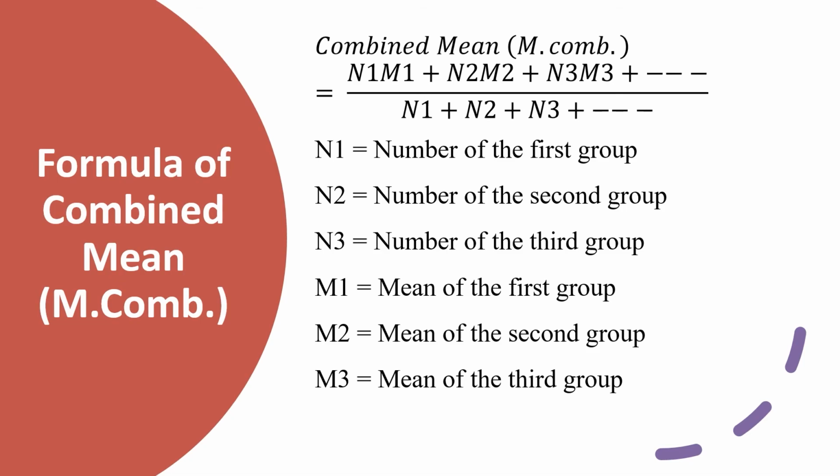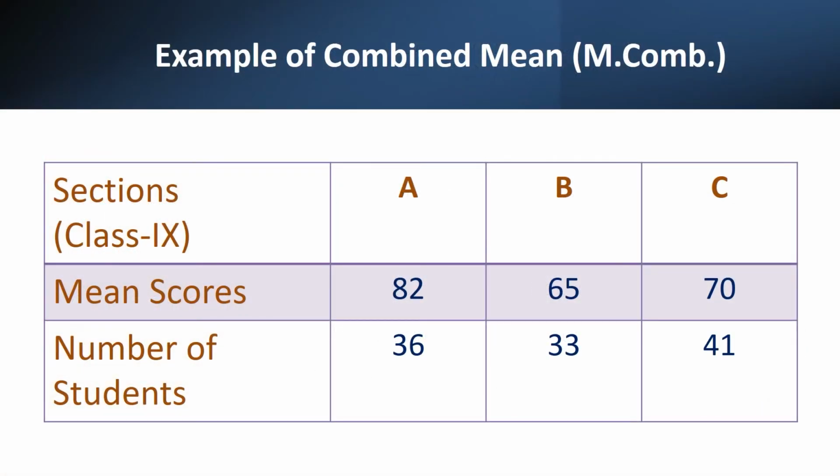Here I have taken one example. Let in class 9th three sections be there, section A, B and C, and mean scores are given for these three sections. The mean score of class 9th A is 82, class 9th B is 65, and class 9th C is 70. The number of students, that is N, in class 9 section A is 36, section B 33 and section C is 41. Then how to calculate it?